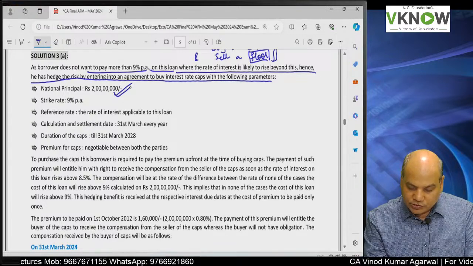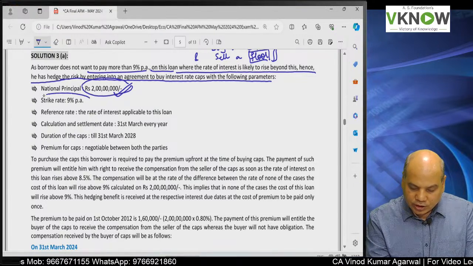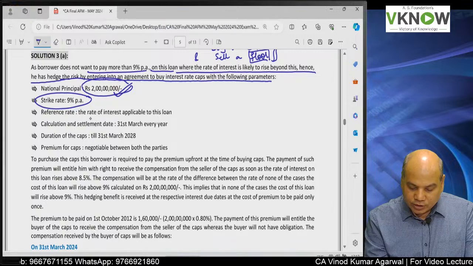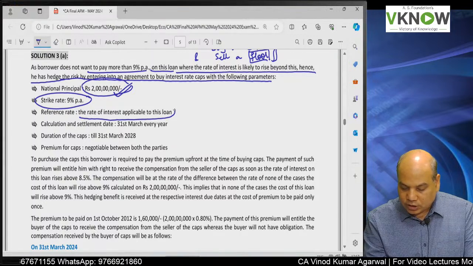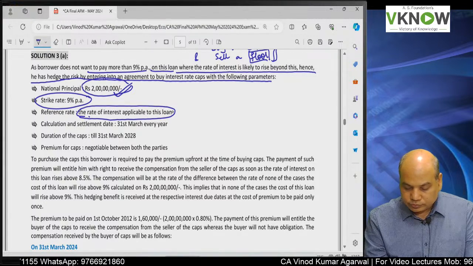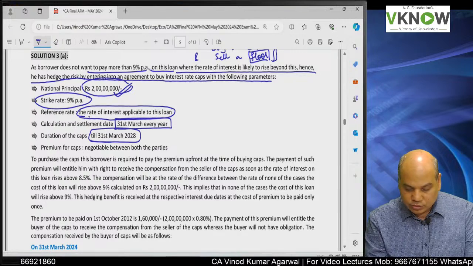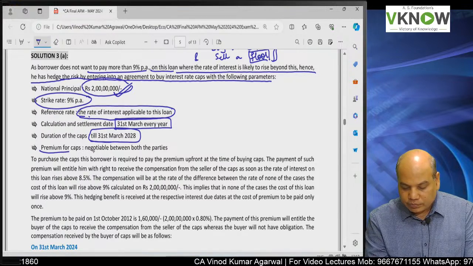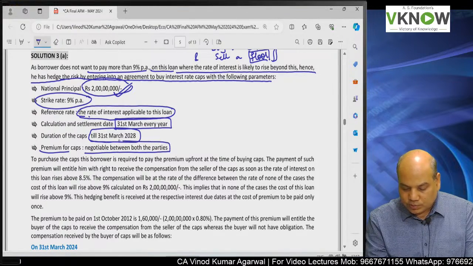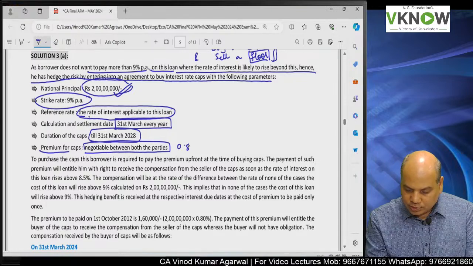The notional principal amount will be 2 crore, strike rate will be 9%, reference rate will be the rate of interest applicable to this loan. Then calculation and settlement will be done 31st March every year. Duration of the cap will be till 31st March 28. Premium for the cap is negotiable between both the parties, which is 0.8%.